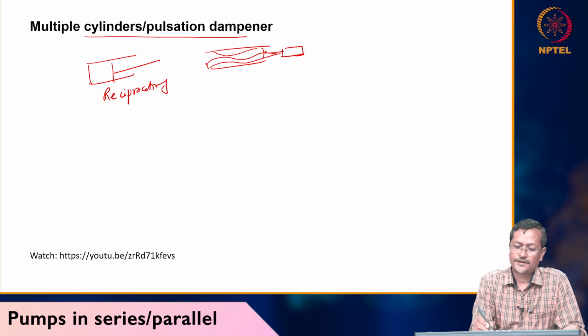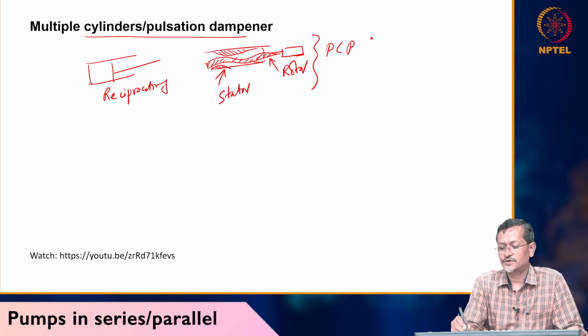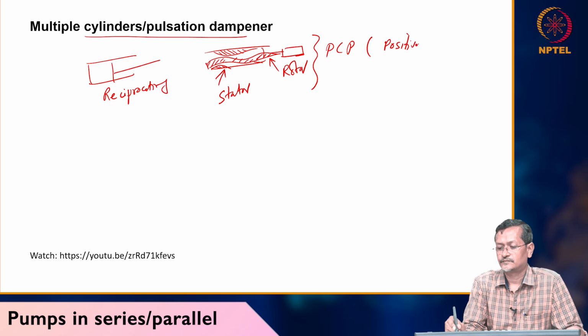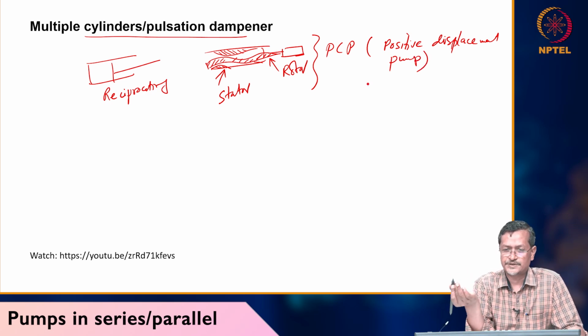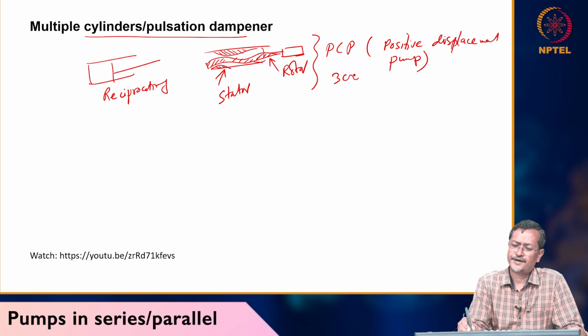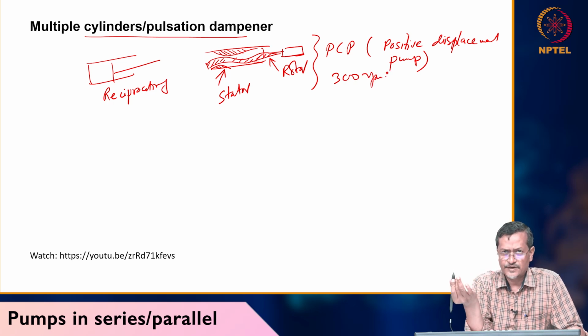Rotary type means like this, this is the rotor and this is the stator. So rotor stator, this is actually PCP or positive displacement pump. Normally PCP or positive displacement pump speed will be like 300 RPM, but in a centrifugal pump the speed will be about 1400 to 3000 RPM.